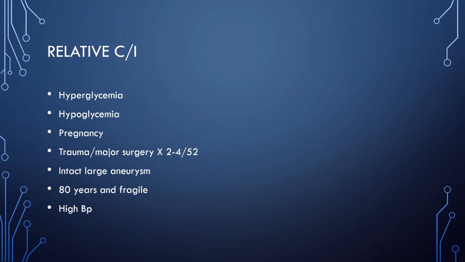Age above 80 years and fragile, and of course high blood pressure, depending on the value of the blood pressure. You cannot give thrombolytic agents when the BP is not below 185 over 105 millimeters of mercury. But don't crash the blood pressure, please.